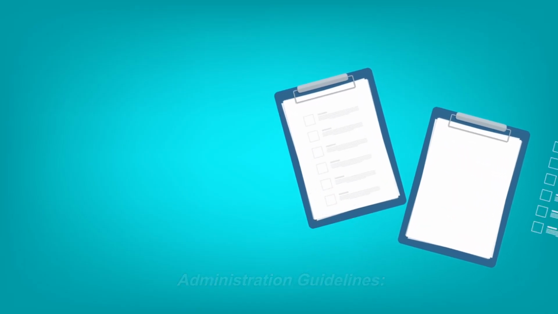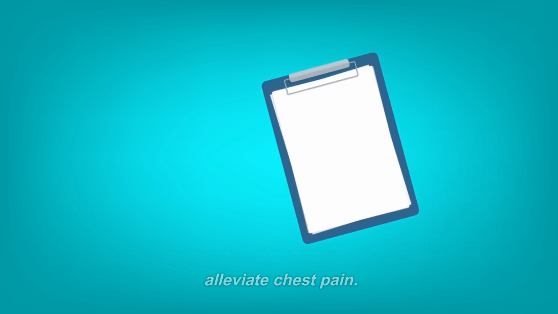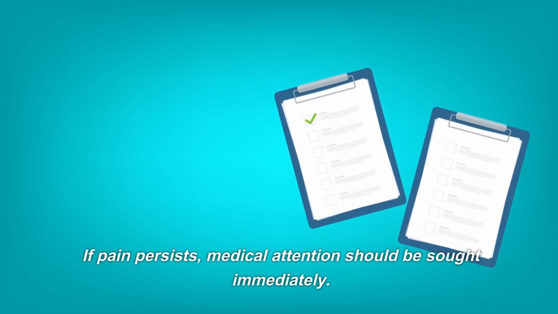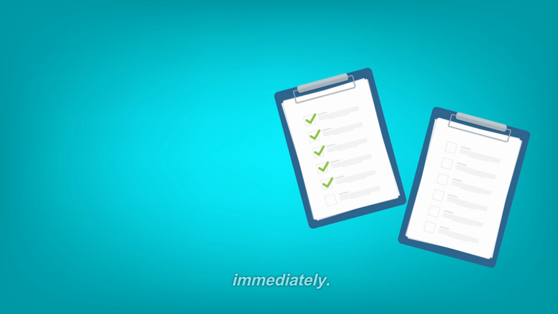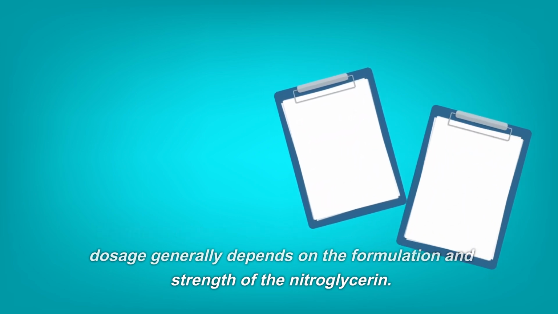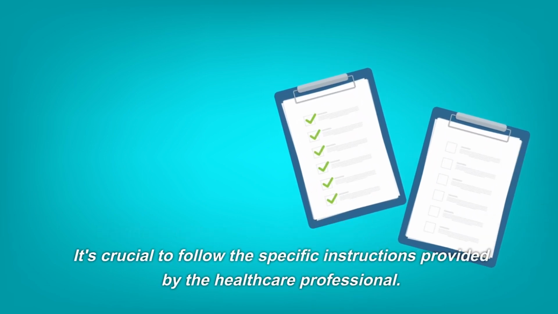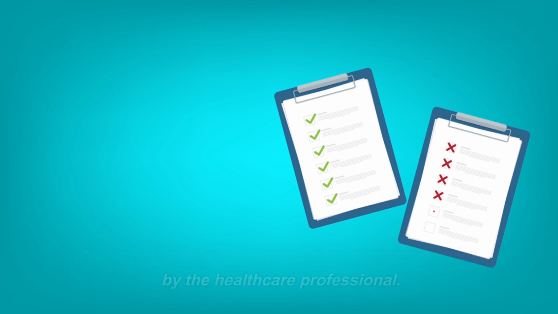Administration guidelines. Time between administration. Nitroglycerin can be administered every 5 minutes, up to 3 doses, to alleviate chest pain. If pain persists, medical attention should be sought immediately. Maximum dosage. The maximum recommended dosage generally depends on the formulation and strength of the nitroglycerin. It's crucial to follow the specific instructions provided by the healthcare professional.